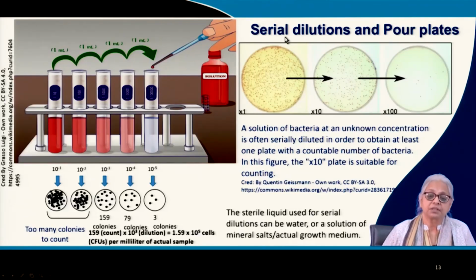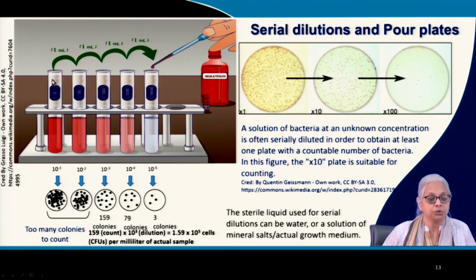Then we come to what is essential for serial dilutions. Now let's say you take a wastewater sample, and wastewater contains millions to billions of cells per ml. I obviously cannot take 1 ml of that wastewater and put it on a plate, because I will get a complete lawn of bacteria and there will be nothing that is countable. So to get a countable result, I must do what are called serial dilutions.